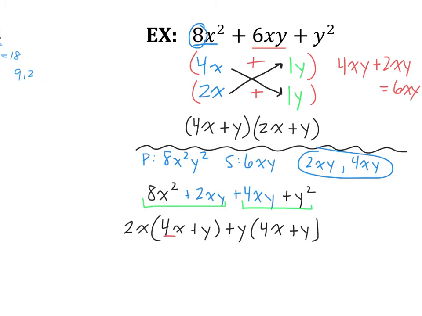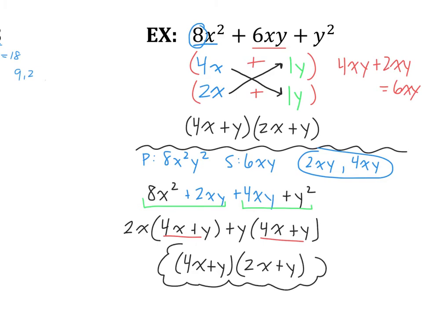Again, since these guys are identical, we can pull those out. So we have 4x plus y times 2x plus y. And there is our final answer. So again, whichever method works for you, use it.